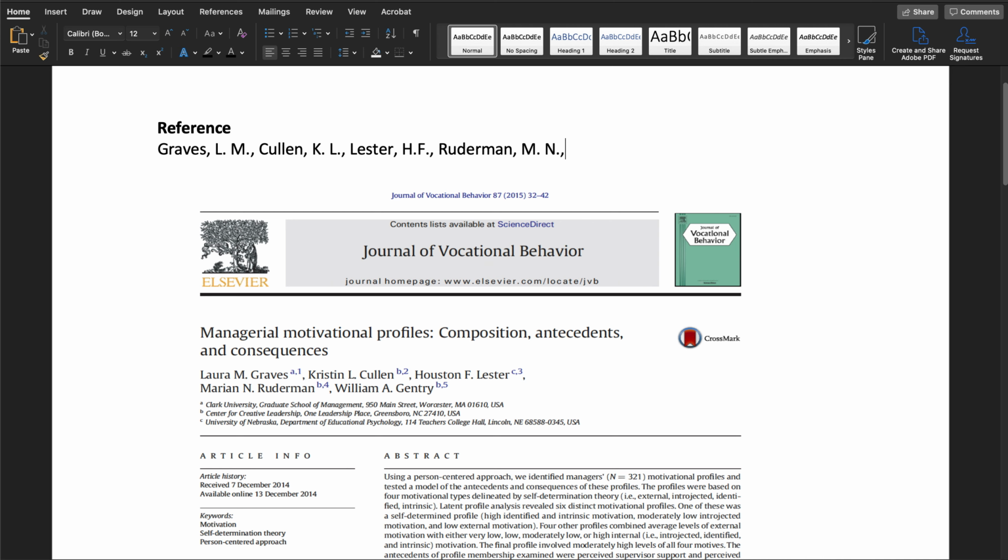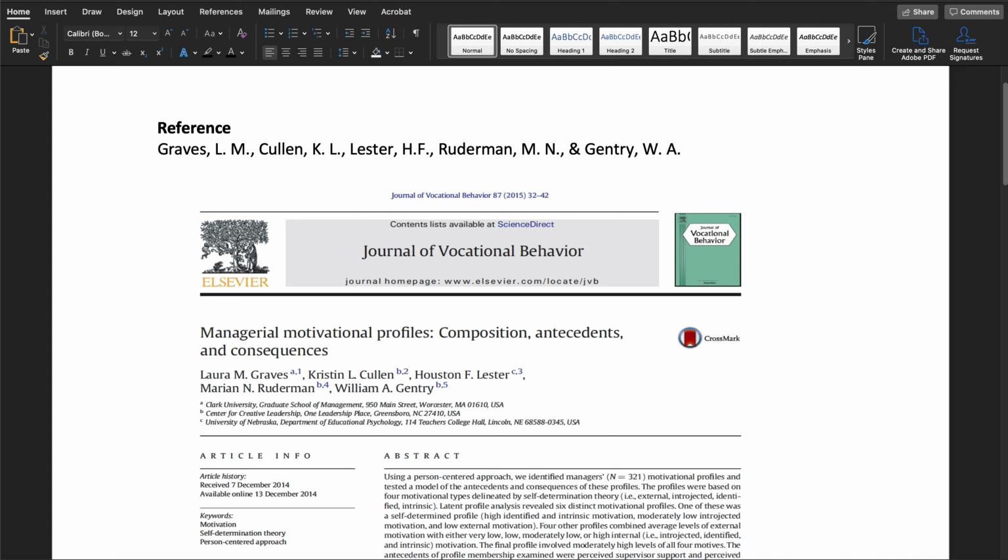All right, so now I am about to enter my last author. And what you want to do is use the and sign right here, ampersand, and go ahead and write the last person's last name, first initial of their first name, period, and the first initial of their middle name, and then a period. So those are your authors, all right?